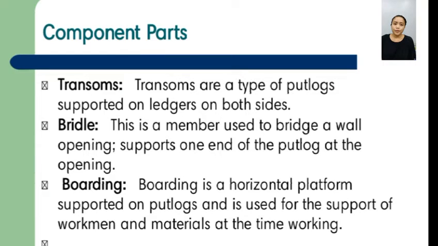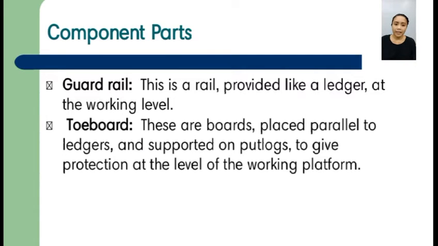Next is boarding. Boarding is a horizontal platform supported on putlugs and is used for the support of workmen and materials at the time of working, or planks on which workmen stand. Next is guardrail. This is a rail provided like a ledger at the working level, provided at 1 meter level to guard the men working on the boarding. Next is toe board. These are boards placed parallel to ledgers and supported on putlugs to give protection at the level of the working platform. Boards placed parallel to boarding near the wall give protection to workers.